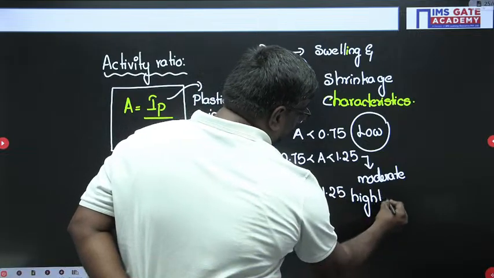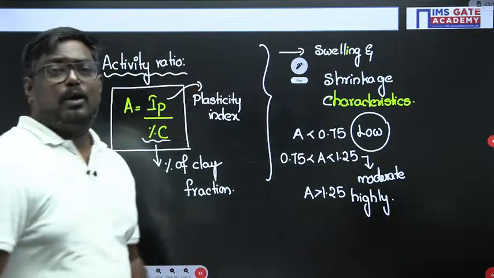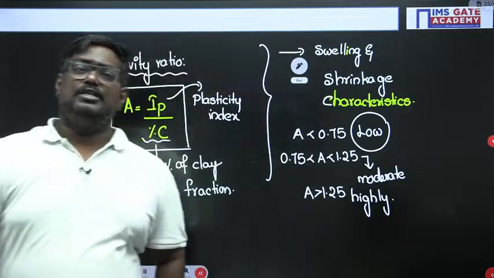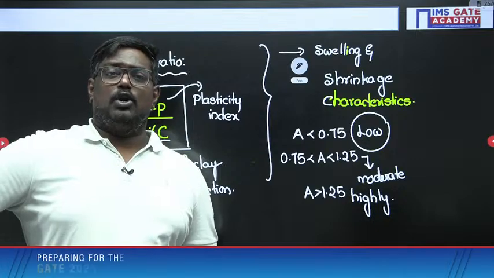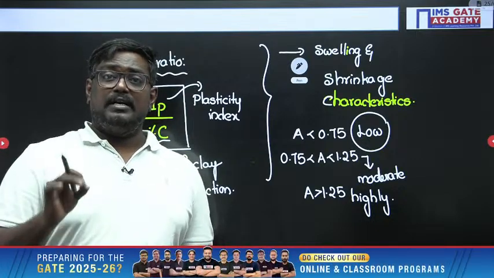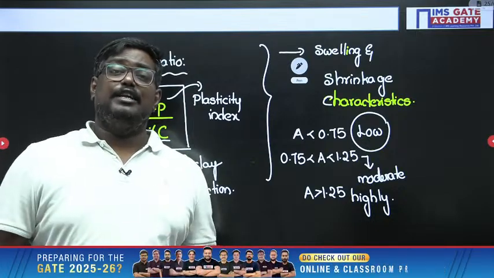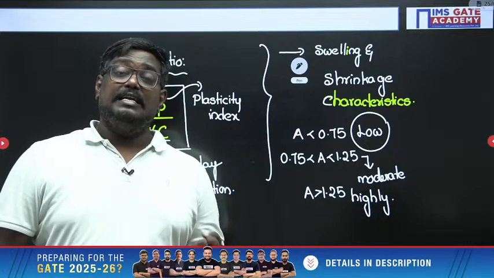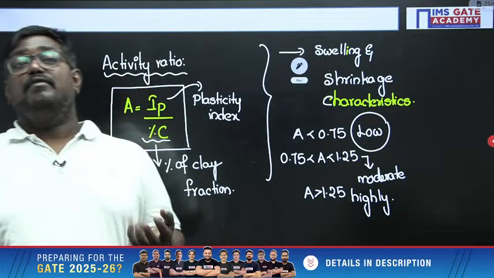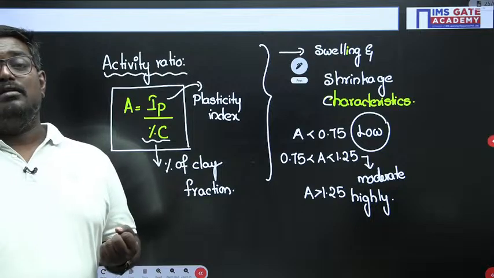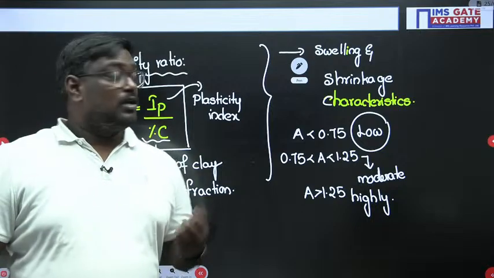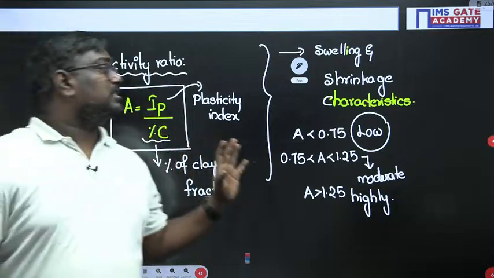Now, my dear students, let me tell you, if I talk about Montmorillonite soil, remember that in Montmorillonite, the activity ratio is greater than 4. That itself says that it is having very high swelling. Are you getting me? So, remember the swelling characteristics are represented by this.